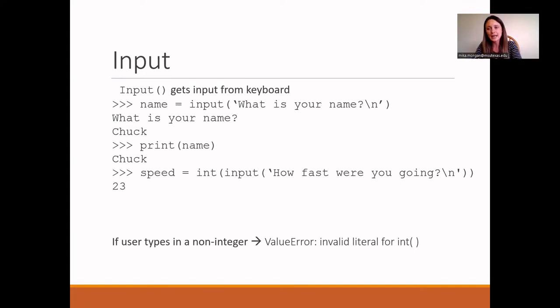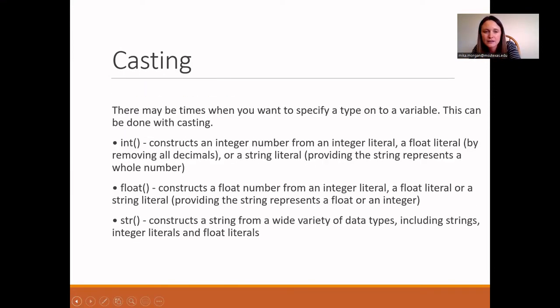If you want to be able to do math with whatever you're reading in, you're going to have to use casting. You're going to have to come back and cast and say, no, I don't want to read in the number 5 as a word, 5. I want to read it in as a number, as an integer or as a float, so I can do math with it.